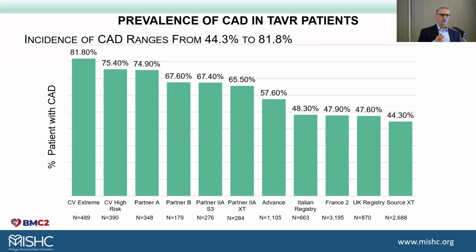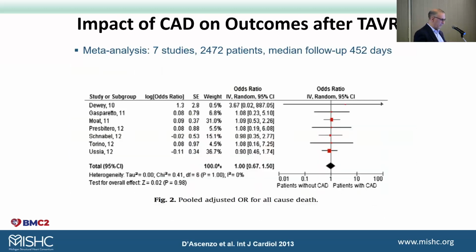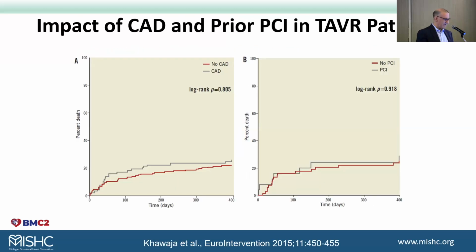So what is the scope of the problem? What is the incidence of CAD in the studies? These are registries and studies. If you look from the extreme risk, as we go into the lower risk patients, in registry and in real-life data, the incidence of CAD can be as high as 81.8% and as low as 44.3%. And the impact of CAD after TAVR, in a variety of meta-analyses and studies, really doesn't make a big difference in the outcome of your TAVI, with some caveats.